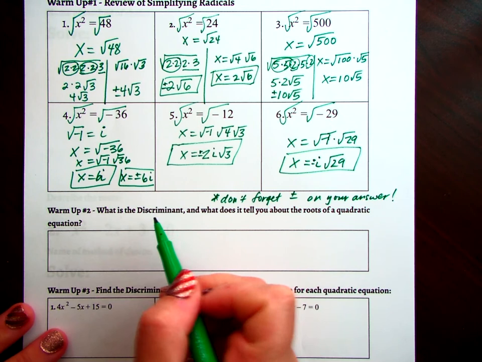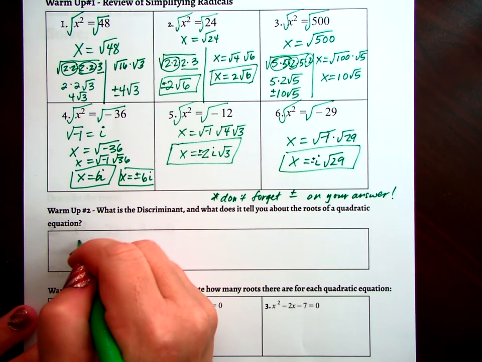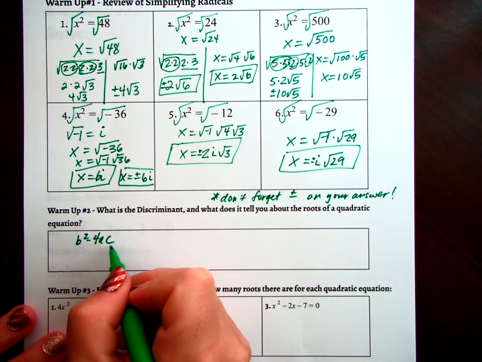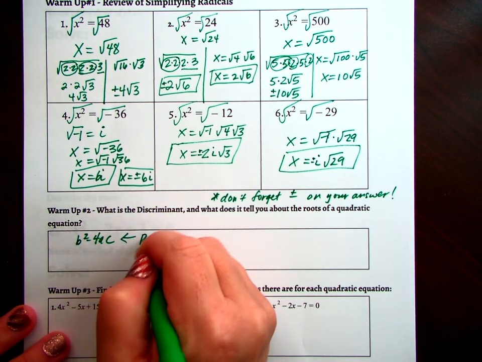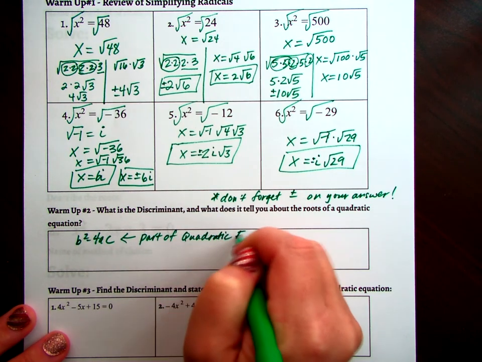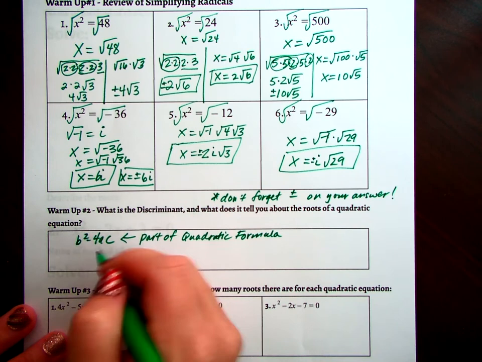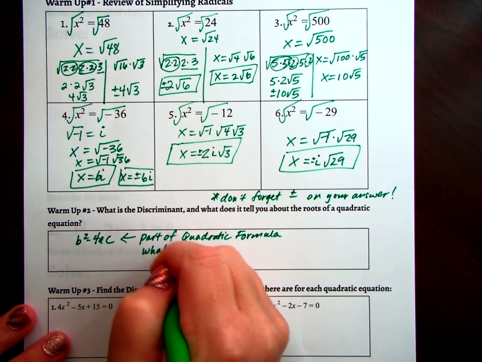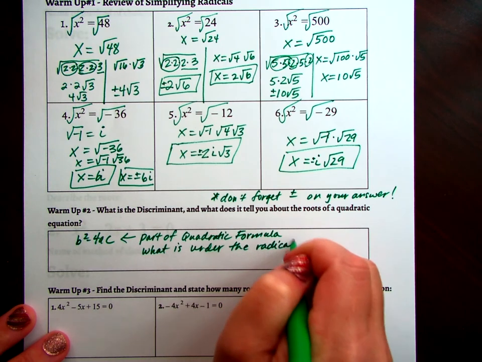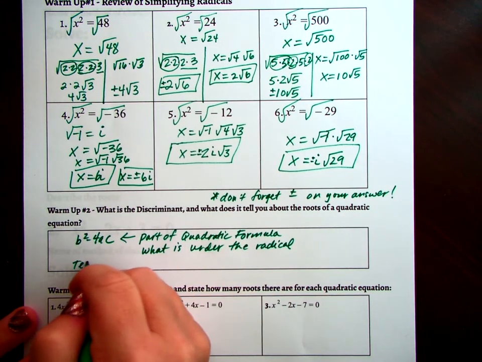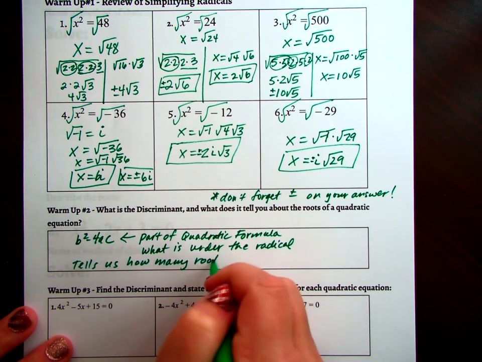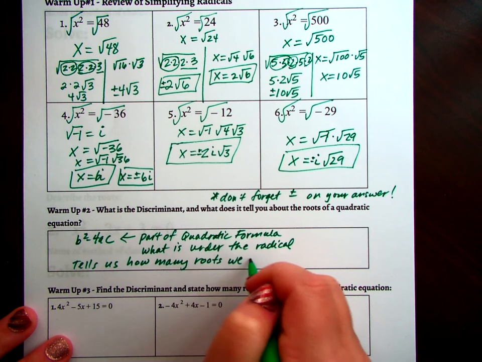Now, what is the discriminant and what does it tell you about the roots of a quadratic? So the discriminant is part of the quadratic equation. B squared minus 4AC, it is part of the full quadratic formula. And it is what's under the radical. What does it tell me? It tells us how many roots we will have.